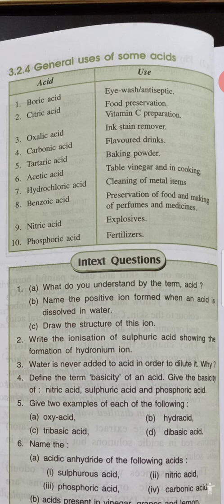Carbonic acid is used in cold drinks, flavored drinks. Tartaric acid is used in baking powder. Acetic acid is used as table vinegar and in cooking. Hydrochloric acid is used for cleaning of metals and in industries. Benzoic acid is used for preservation of food and making of perfumes and medicines. Nitric acid is used for explosives. Phosphoric acid is used in fertilizers.